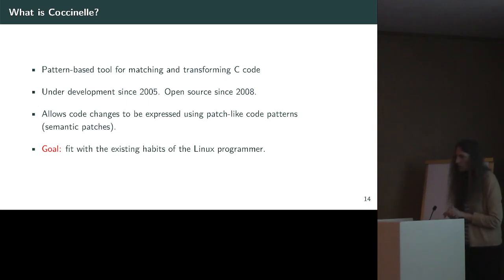Our goal, like any domain-specific language, is to fit with the habits of our users. And so in this case, our users are Linux programmers. We want to exploit the knowledge that they have about their code. In general, developers know a lot about their code, like some kind of implicit invariants and so on. We're not aiming for a fully proved program transformation system. The tool is not trying to discover invariants or semantic properties or anything like that. The goal is to allow the software developer to express the knowledge that they have and make transformations accordingly.